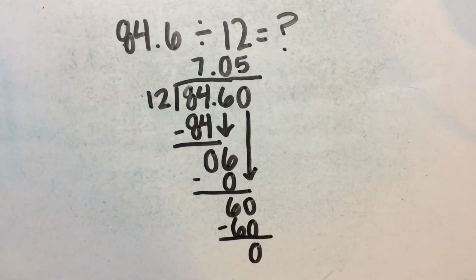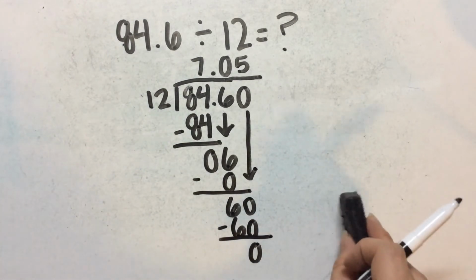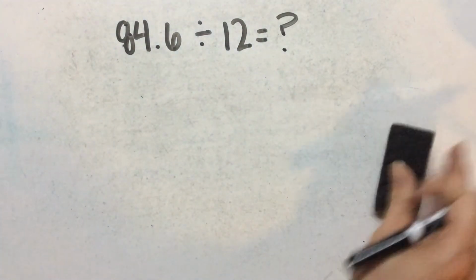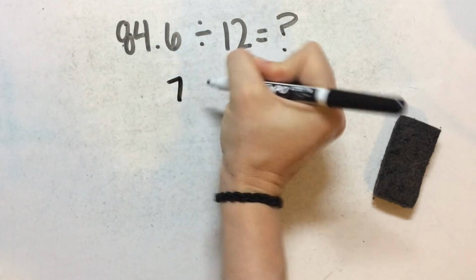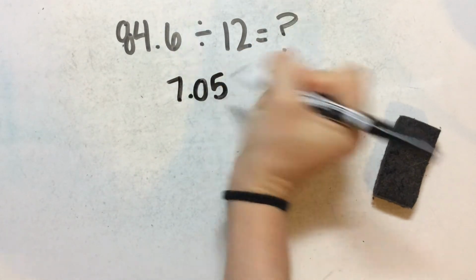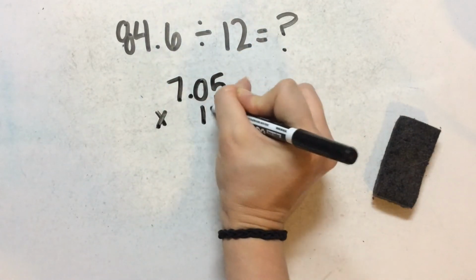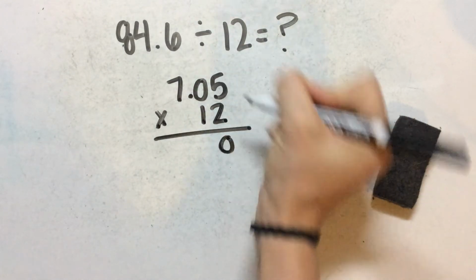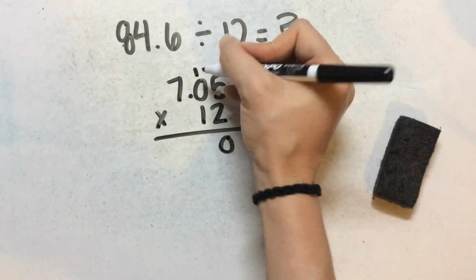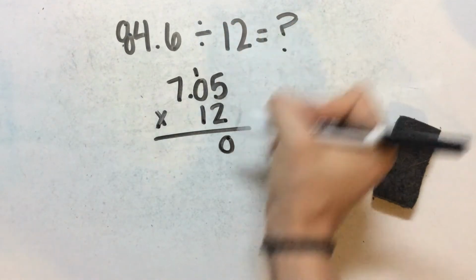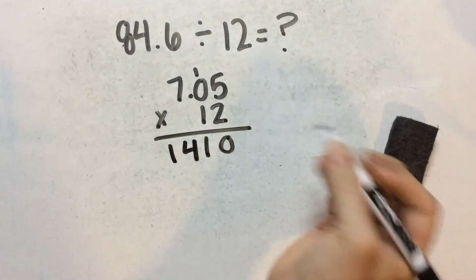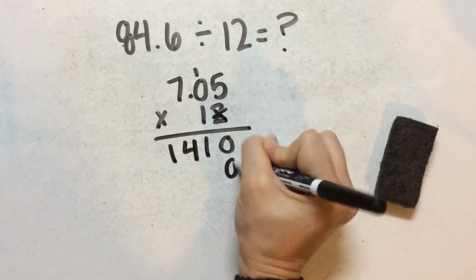Okay, so let's actually check that with multiplication. 7 and 5 hundredths times 12 and see if we get 84 and 6/10. So 7 and 5 hundredths times 12. 2 times 5 is 10, carry the 1. 2 times 0 is 0, plus 1 is 1. 2 times 7 is 14. We do the X and O.